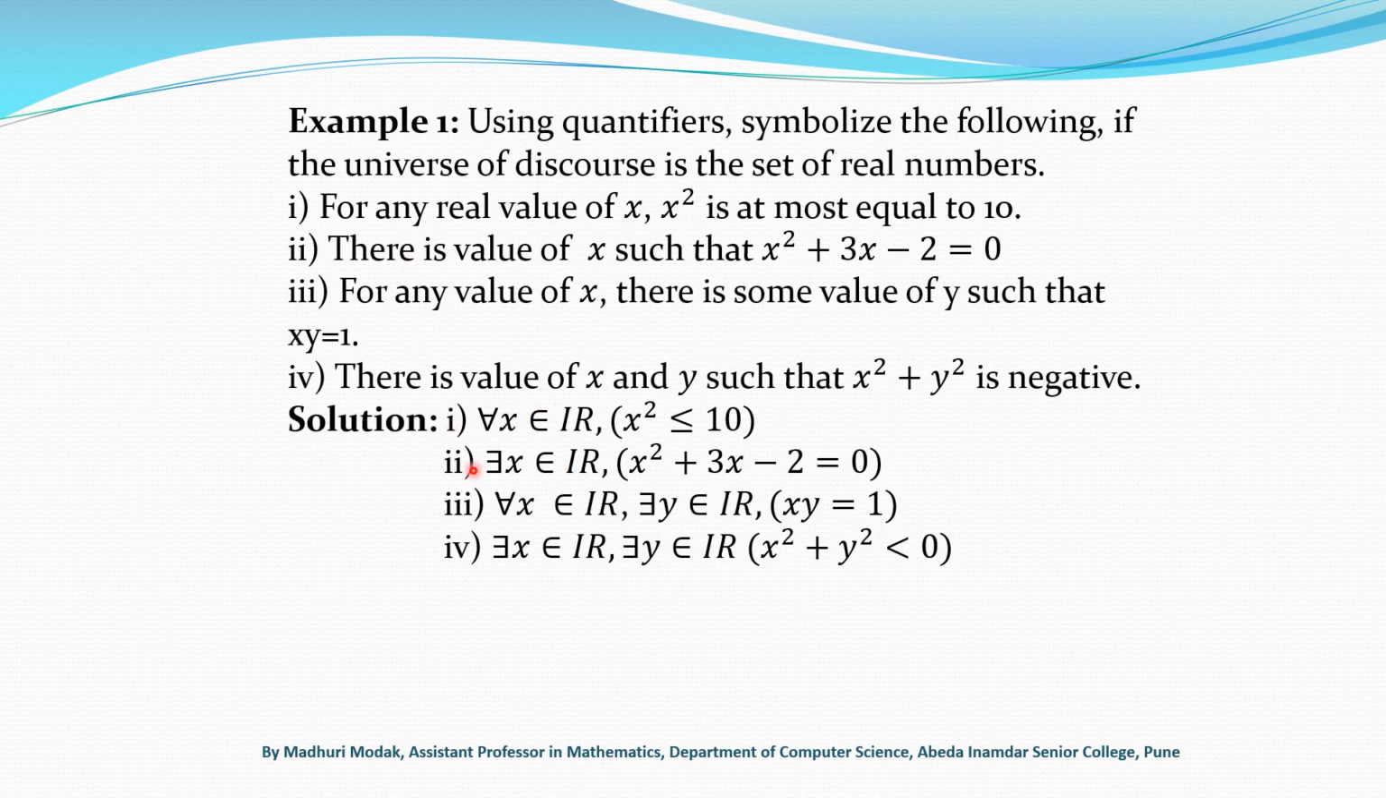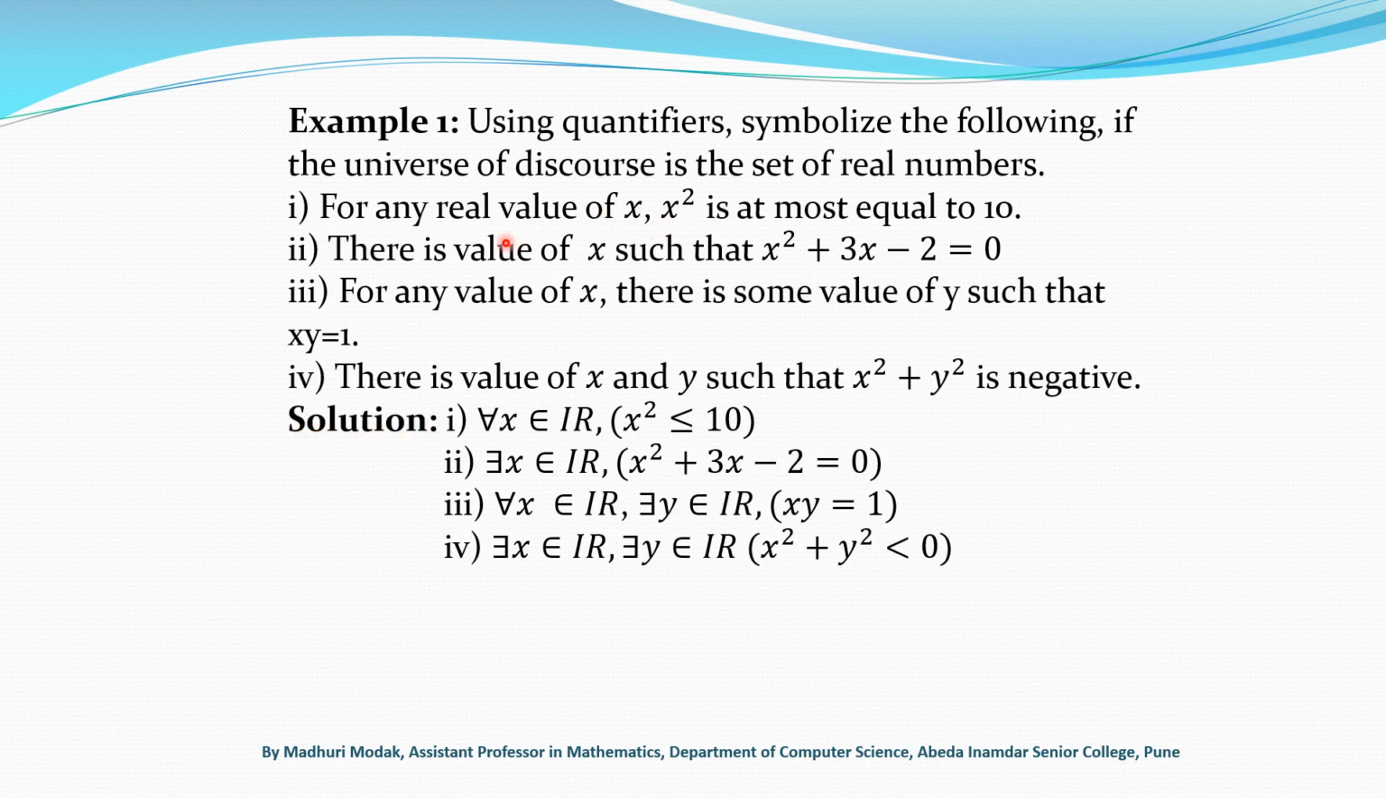Now there are various types of questions on quantifiers. Now see this question. Using quantifiers symbolize the following, if the universe of discourse is the set of real numbers. So domain in this case is set of real numbers. Now whatever statements are given, we have to write in symbolic form using the quantifiers for all or there exists. Now see first statement. For any real value of x, x square is at most equal to 10. Now for any is same as for every, for each. So this is given for every real number x. So here we will use universal quantifier, that is for all x belonging to R.